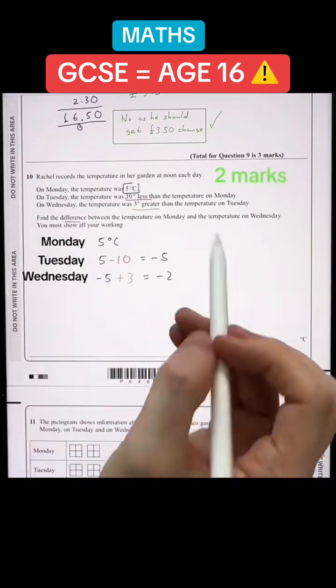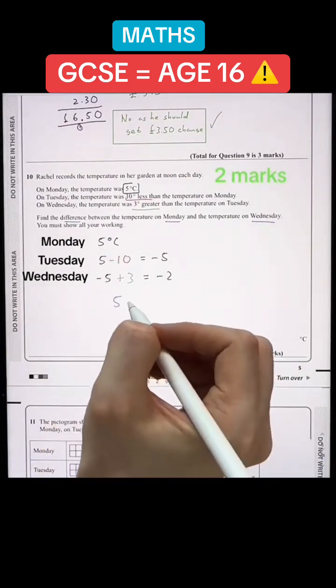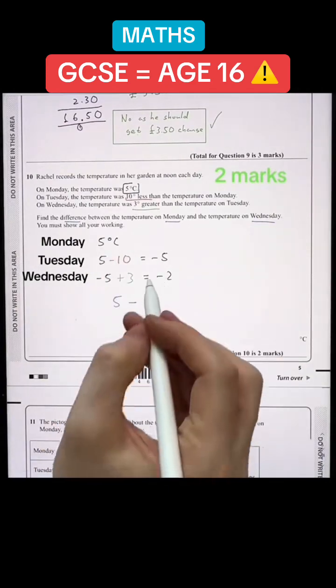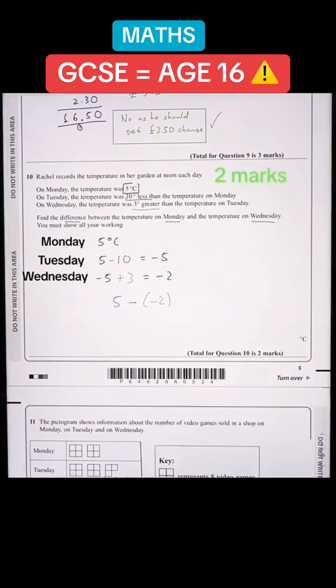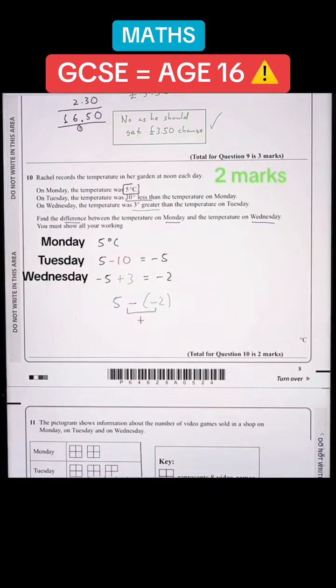Find the difference between the temperature on Monday and the temperature on Wednesday. If we're finding the difference, we're going to be subtracting the 2 temperatures. Well, the temperature on Monday was 5, therefore we're going to subtract the temperature on Wednesday. Well, the temperature on Wednesday was negative 2. If we're subtracting a negative number, we know a negative and a negative actually makes a plus. So therefore 5 add 2 gives us 7.